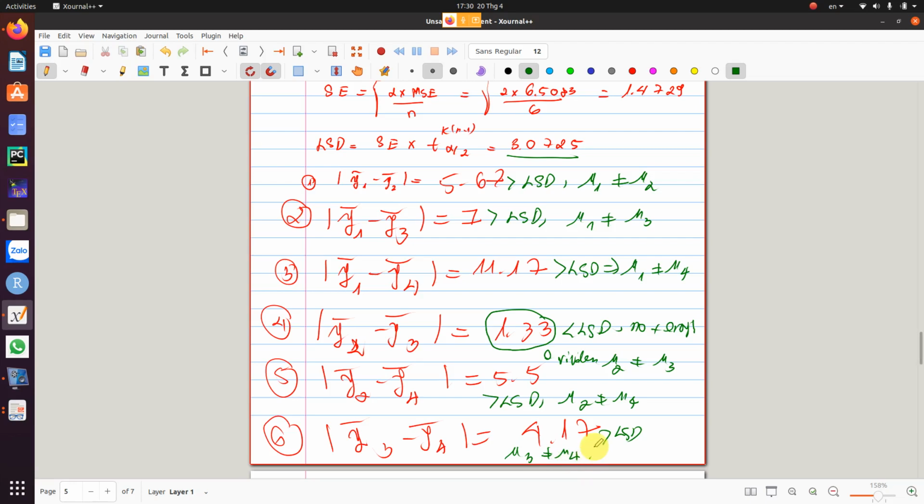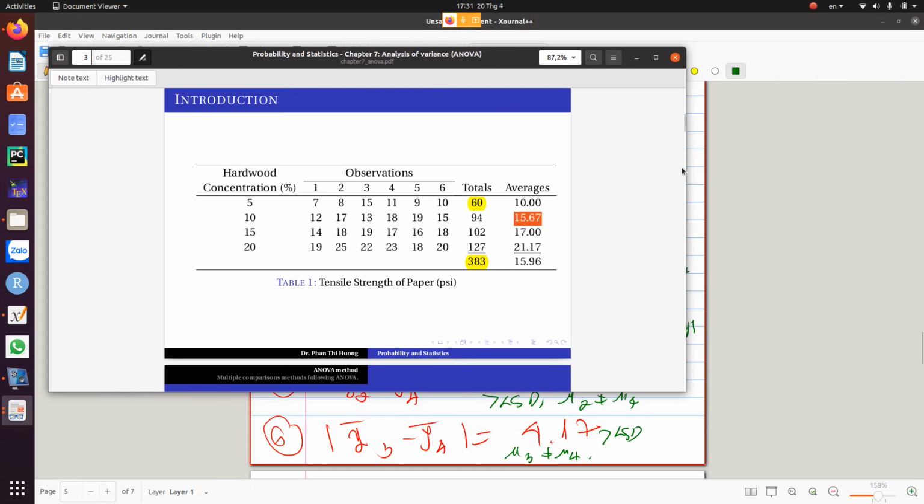Okay, so we have done the LSD method, very convenient. So return to our data. What is the meaning of the multiple comparison after ANOVA? What is the meaning?